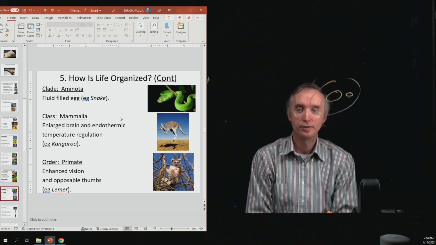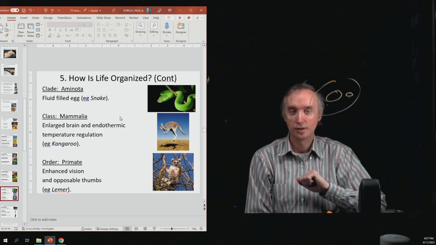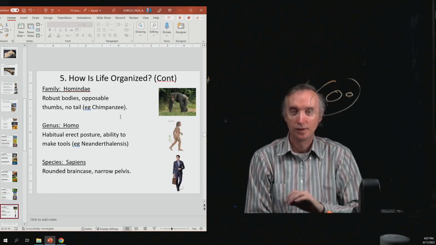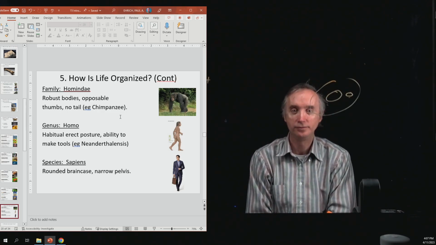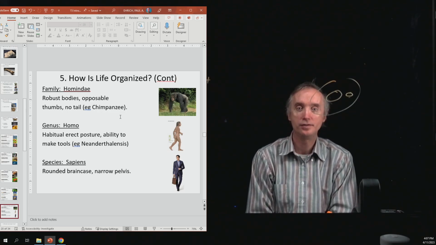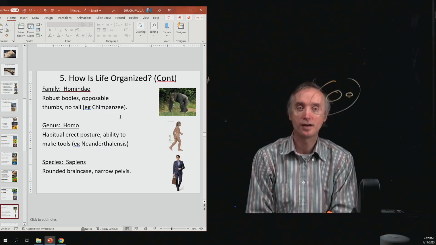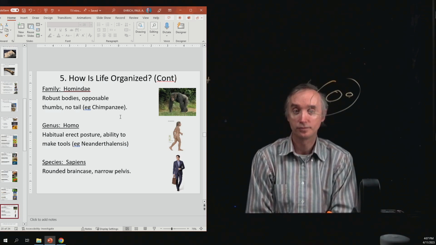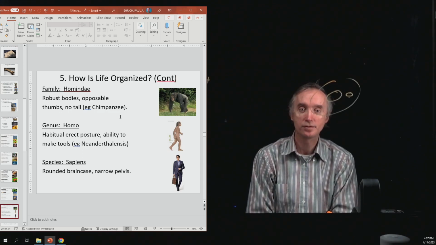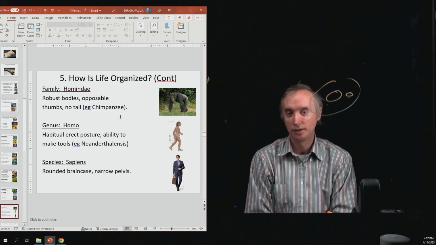Then you have the order Primates. This is a sub-part of mammals. Primates have enhanced vision and opposable thumbs. An example of this would be a lemur. Then inside of that you have the family Hominidae. They have robust bodies, opposable thumbs, and have no tails. An example of this would be a chimpanzee. Then inside of this family is the genus Homo, which has habitual erect posture and the ability to make tools. An example of this would be the Neanderthals. And then finally you have the species sapiens, who have a rounded brain case, narrow pelvis, and the ability to wear business suits. I just added that to the definition there.